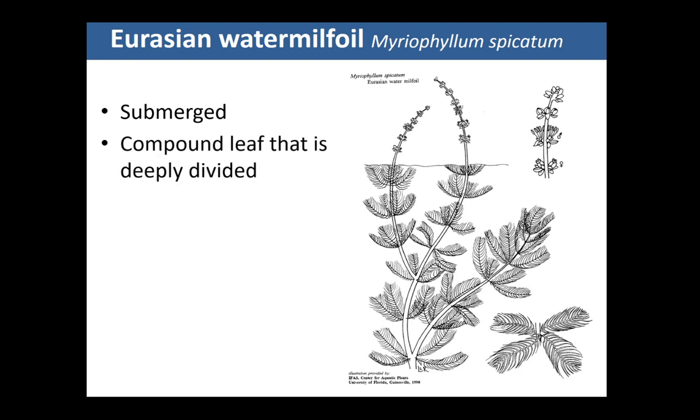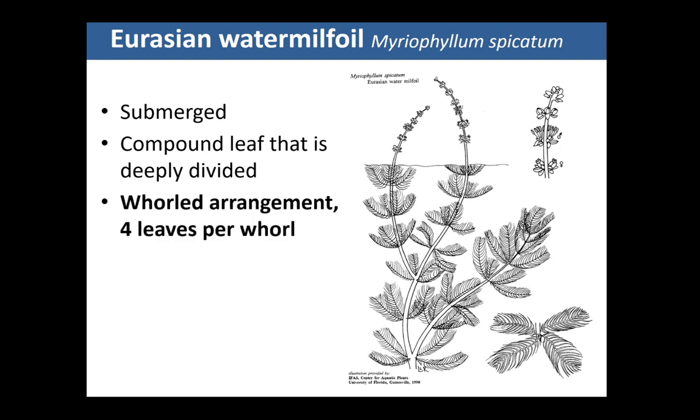The leaf itself is compound, so it's a divided leaf, and in fact it's deeply divided. They're very finely divided into very small leaflets. What about the leaf arrangement? The leaf arrangement is a whorled arrangement. So there are 4 leaves per whorl. There are 4 leaves that come out of each node, and those 4 leaves are whorled around the stem. And the reason I have this bold-faced here is because that is a really important characteristic to get you to the milfoils.